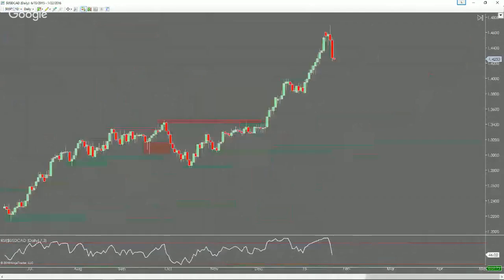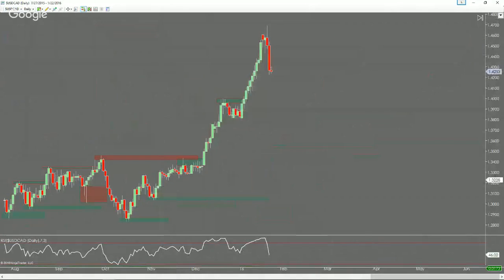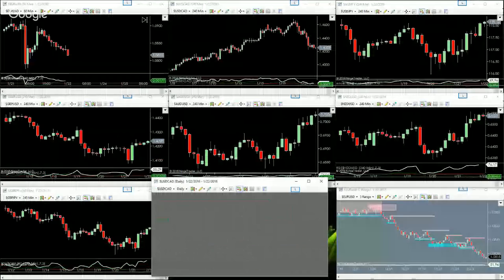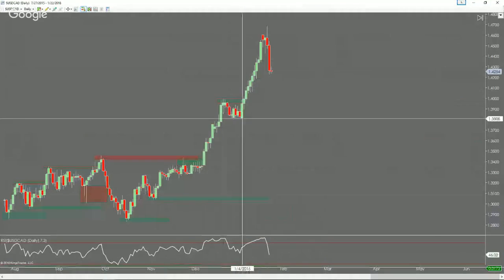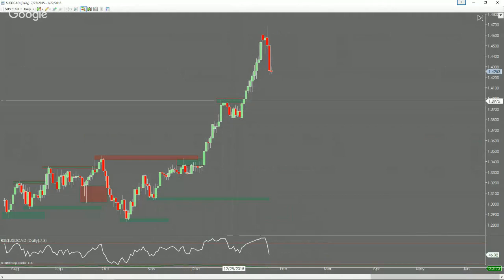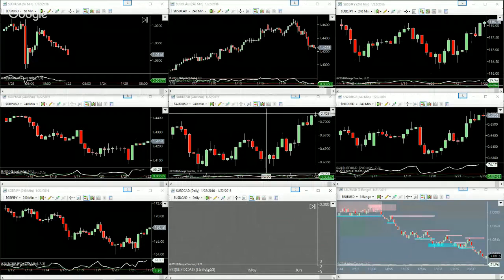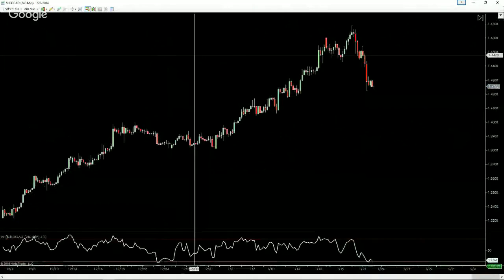Let's go to dollar CAD. Dollar CAD, we're still very bullish. It looks like price had retraced, although we haven't, sorry about that, we haven't violated this level of structure, so we're not really looking at any shift in trend on this daily chart. Now let's go to the 4-hour.